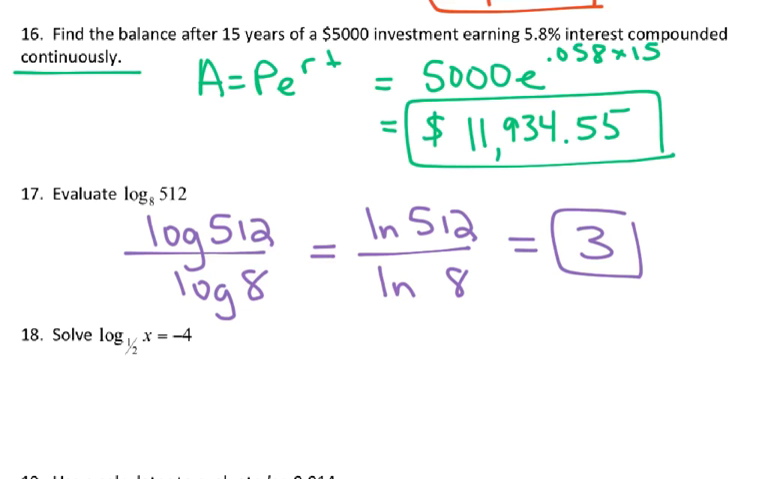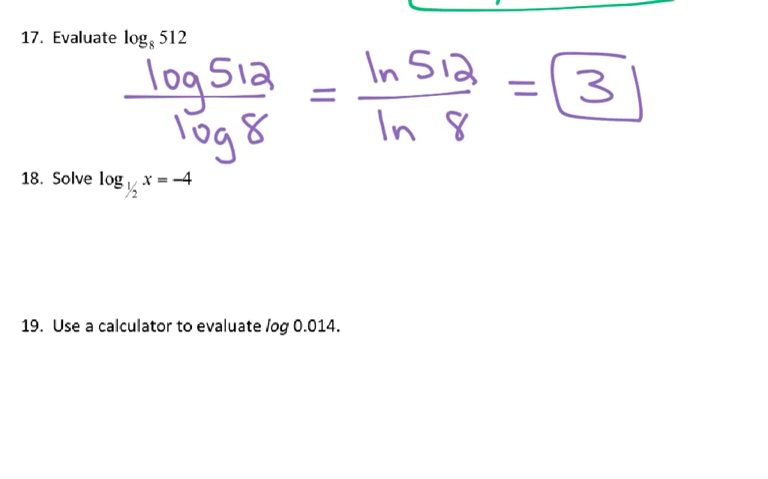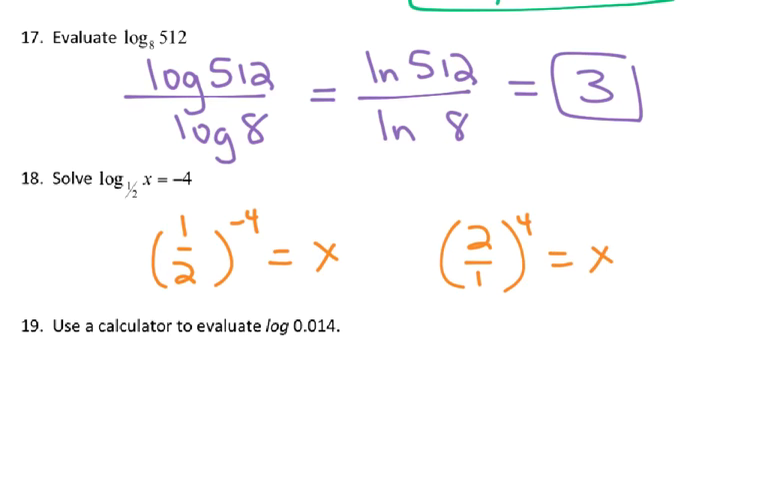Number 18. Solve the log base 1/2 of x is equal to -4. In order to do this problem, you're going to have to first rewrite it in exponential form. In exponential form, it's going to be 1/2 raised to the -4th power equals x. And now you can just shove this in your calculator. Raising to the -4th power is the same as raising its reciprocal to the 4th power, and 2 to the 4th power is 16.